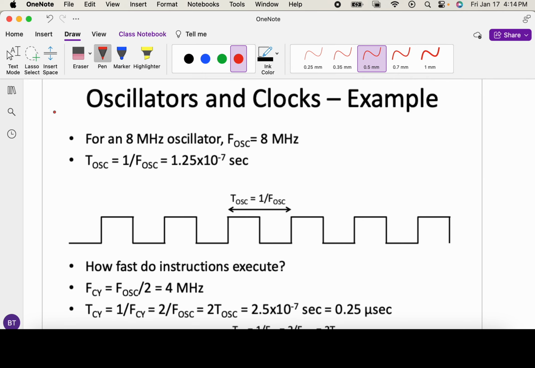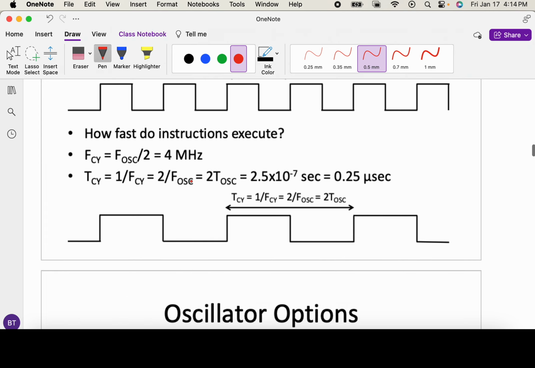So our PIC has an 8 megahertz oscillator. So our oscillator frequency is 8 megahertz. And our period then is 1.25 times 10 to the negative 7 seconds. Okay, so how fast do instructions execute? Well, we've got an 8 megahertz oscillator. We divide that by 2. That gives us a clock instruction rate of 4 megahertz. And that corresponds to a clock instruction period of 0.25 microseconds.